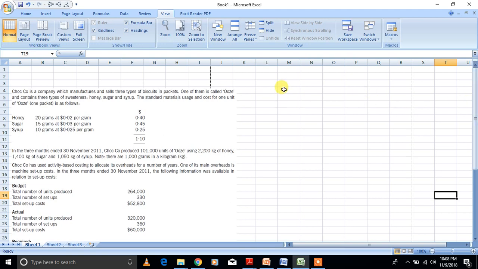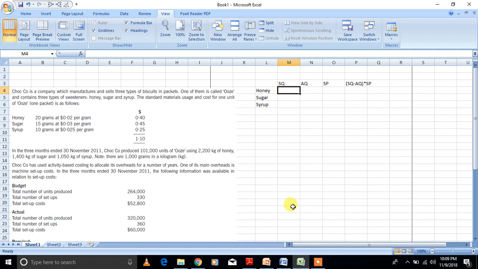Mix variance. How do we do mix variance? Let me start here. Standard quantity for actual production. Actual quantity used. Standard price. Here what you will do is bracket standard quantity minus actual quantity multiplied by standard price, which will be the usage variance. Right. Material types, you have honey, sugar, and syrup.